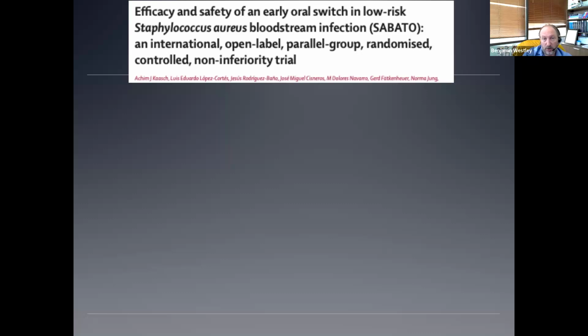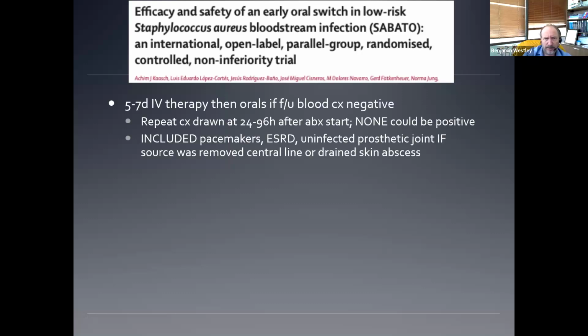But this was an international open label randomized trial to look at that called SABATO. Big news about 2 years ago. What they did was they gave 5 to 7 days of IV therapy, and then they gave orals if the follow-up blood cultures were negative. These were done at 24 to 96 hours. You could not have positive follow-up cultures after antibiotic start, 24 to 96 hours.